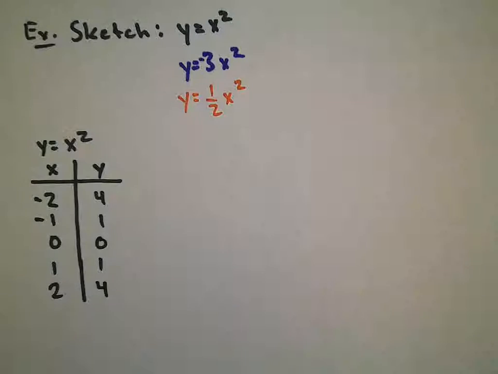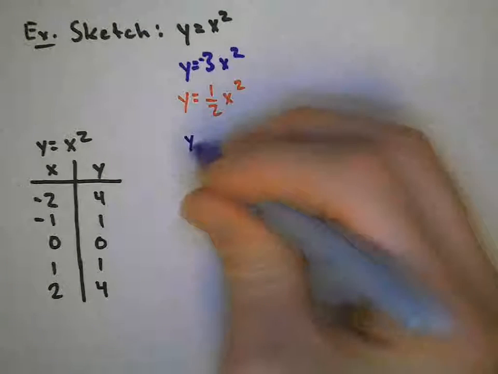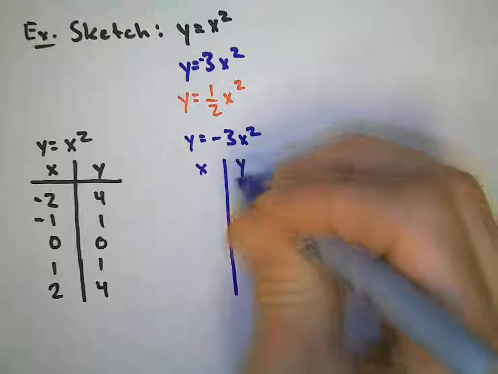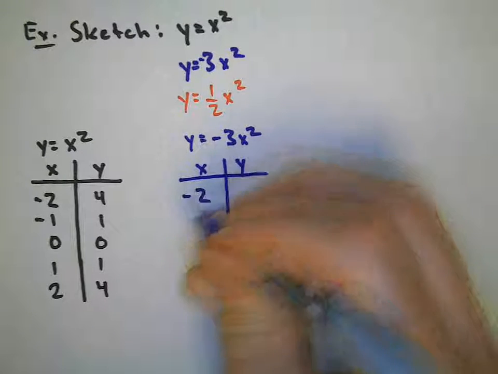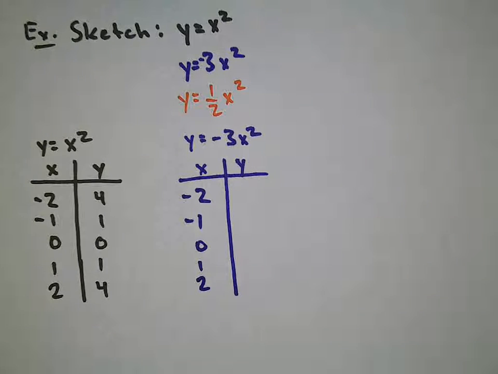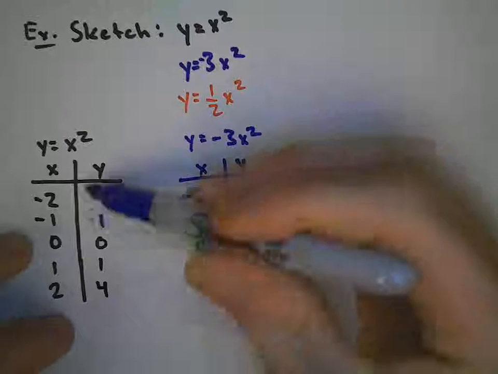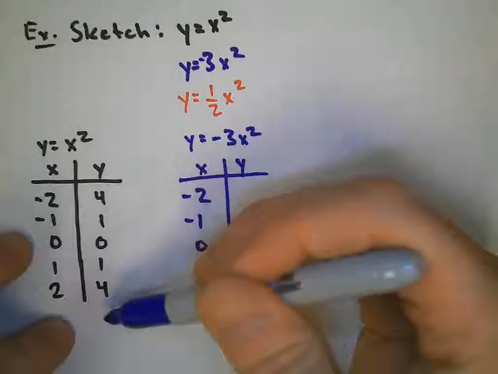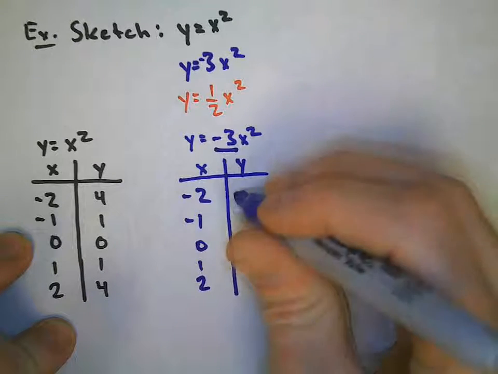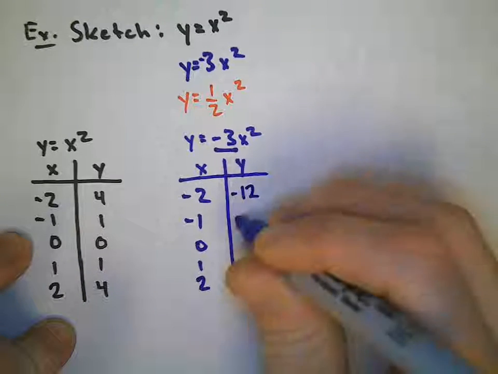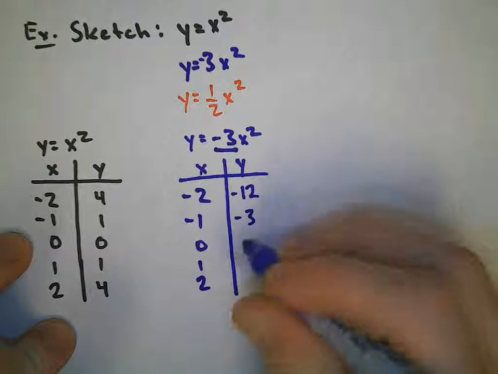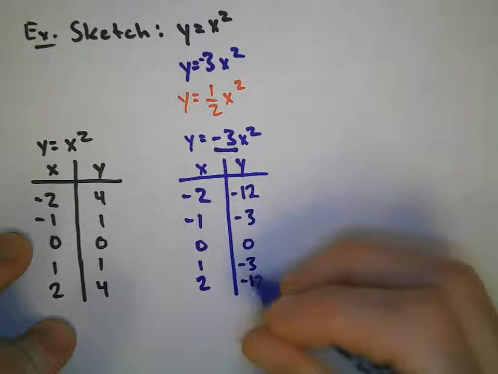When we're looking at y equals -3x squared, taking our x and y values, we use the same x's each time. And the way that we get our transformation point or our image point is taking each y value from our parent function and multiplying it by the new a value. So 4 will get multiplied by -3 to give you -12. 1 will be multiplied by the new a value to get -3. We'll have 0, -3, and -12 again.